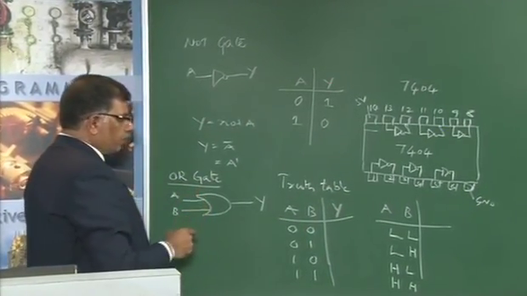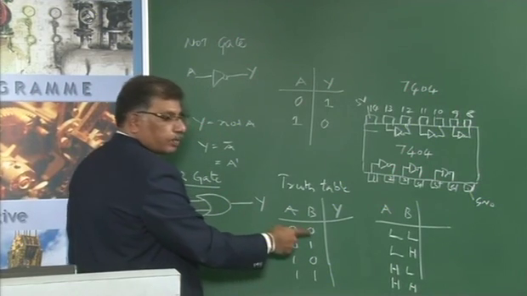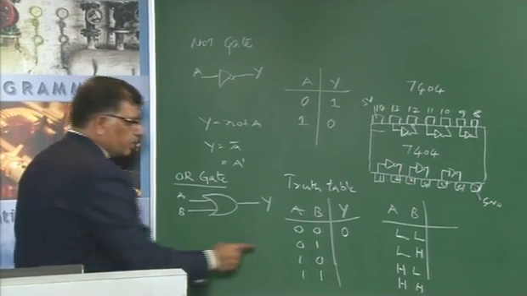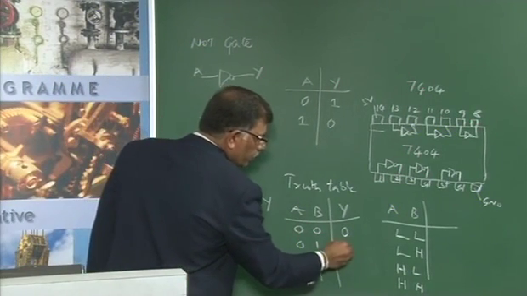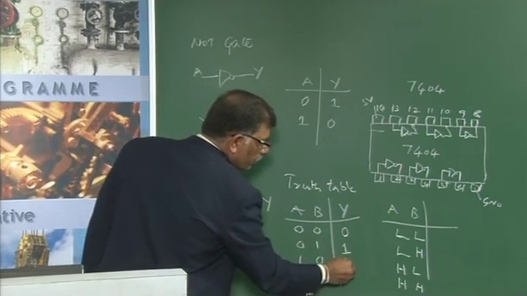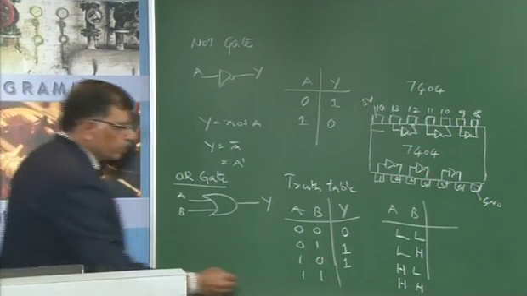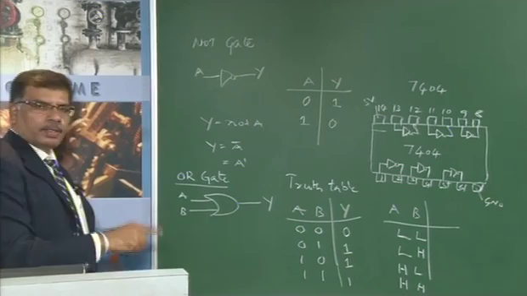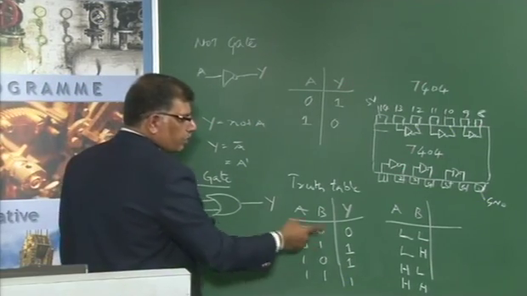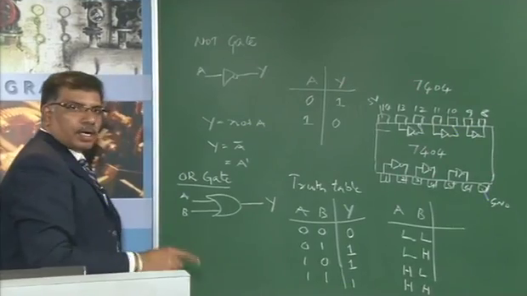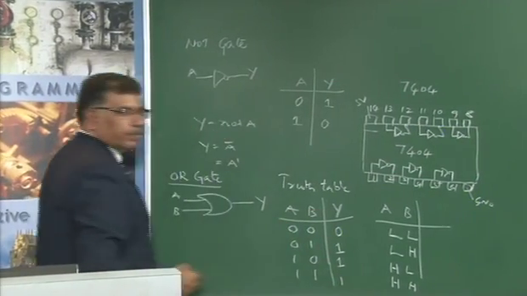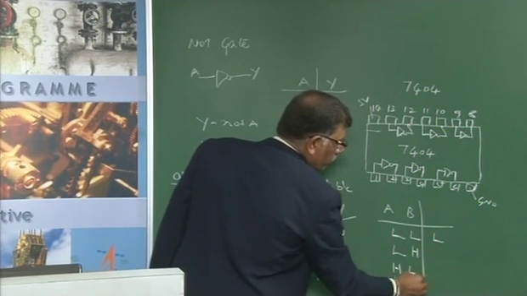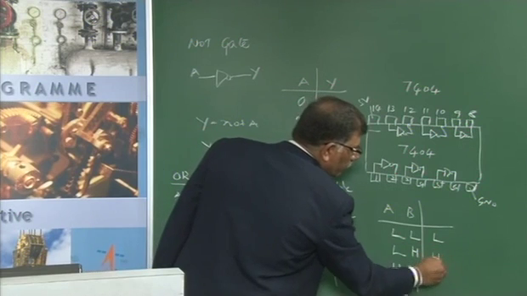According to the logical operation of an OR gate, when I give an input of 0 0, the output is 0. With 0 and 1, the output is 1. With 1 and 0, the output is 1. When both are 1, the output is 1. So the output is 1 if any one of the inputs is 1, or if all the inputs are 1. Another way of representing this: if any one of the inputs is high, the output will be high.